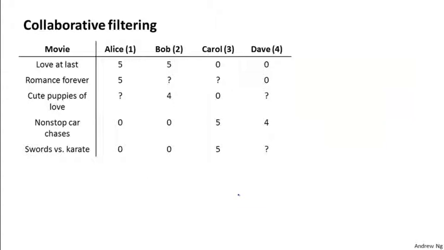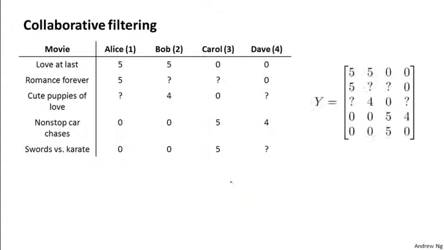What I'd like to do is work out an alternative way of writing out the predictions of the collaborative filtering algorithm. To start, here's our data set with our 5 movies, and what I'm going to do is take all the ratings by all the users and group them into a matrix. So here we have 5 movies and 4 users, and so this matrix Y is going to be a 5 by 4 matrix.